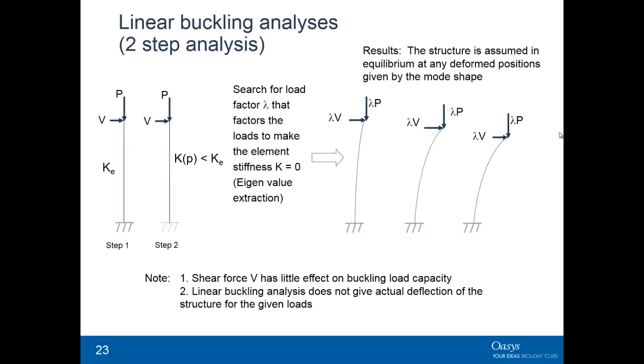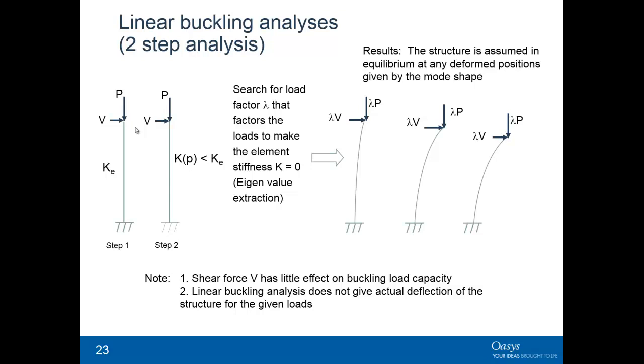So linear buckling, as you know, when you apply an axial load on an element, its stiffness reduces, and what we're looking for is the load factor, the multiplier on the applied load, where the axial stiffnesses go to 0. Now obviously in a real structure there are many loads and many locations in the structure where that can happen, and so the modal analysis will give us multiple results. Things to note: the shear load V has very little effect on the buckling load capacity. Not no effect, but little effect.